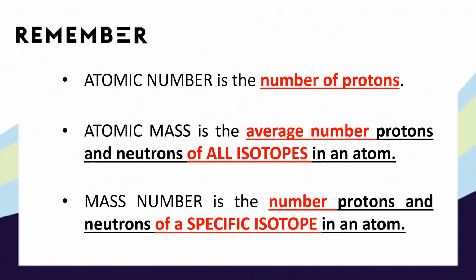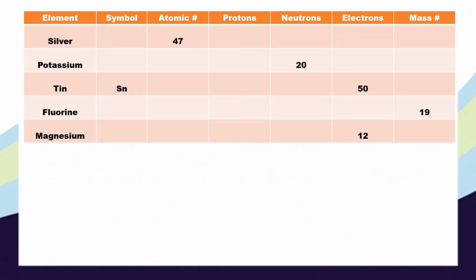Remember that atomic number is the number of protons, atomic mass is the average number of protons and neutrons of all isotopes in an atom, while mass number is the number of protons and neutrons of a specific isotope in an atom. So that's the difference between atomic mass and mass number. So let's start. Let us now solve for the missing information using the table.